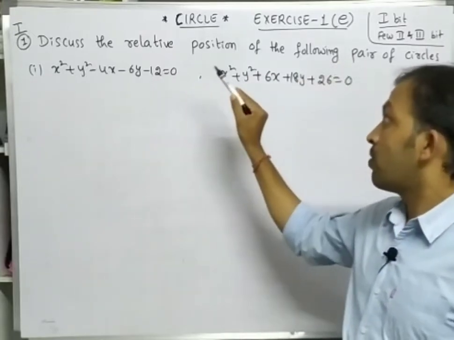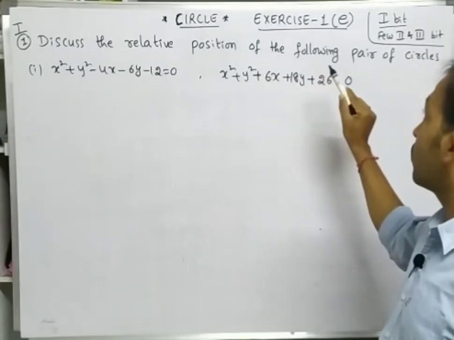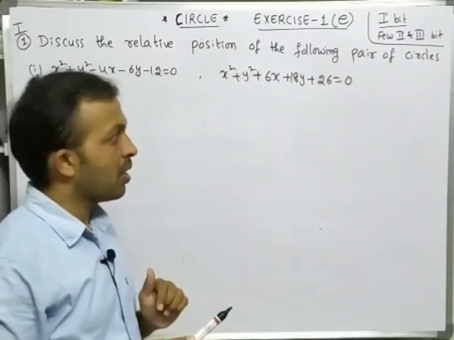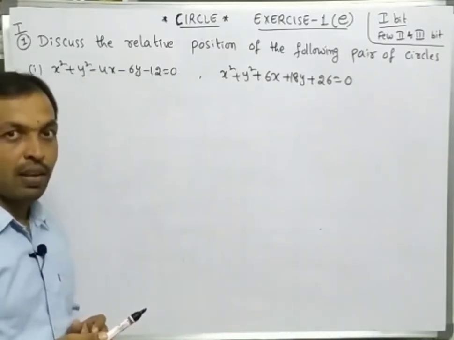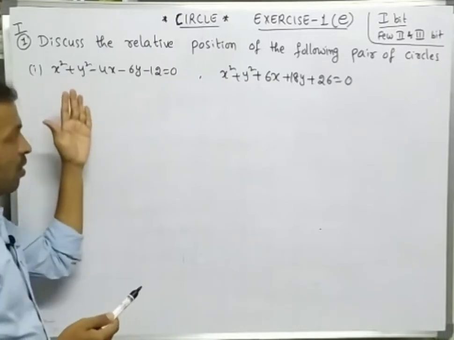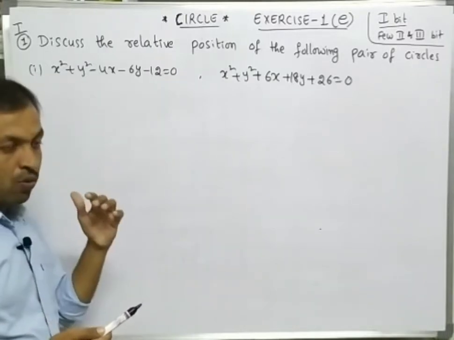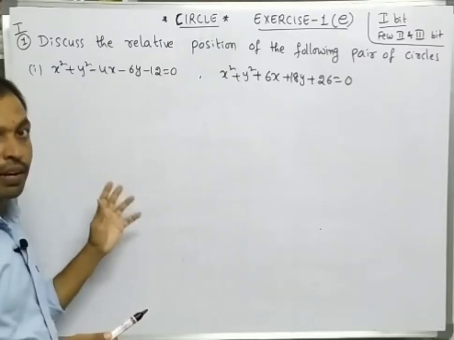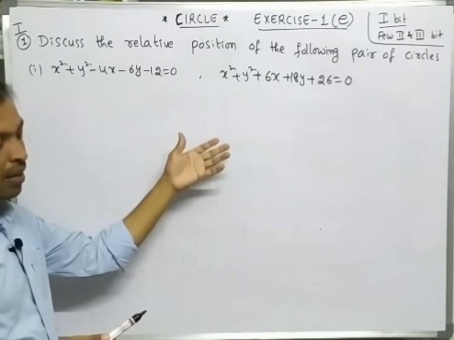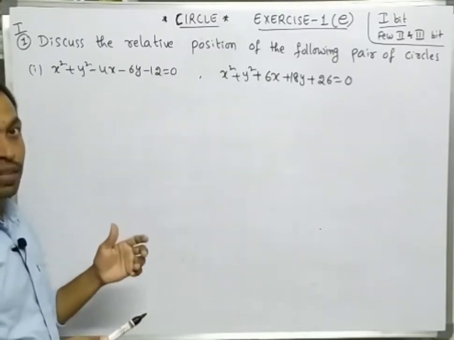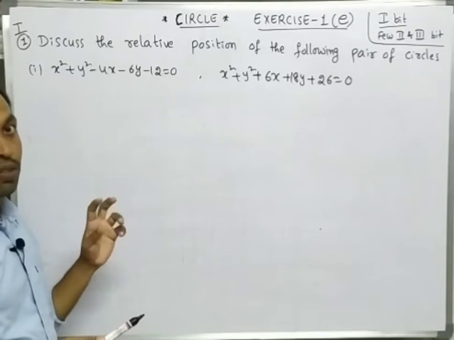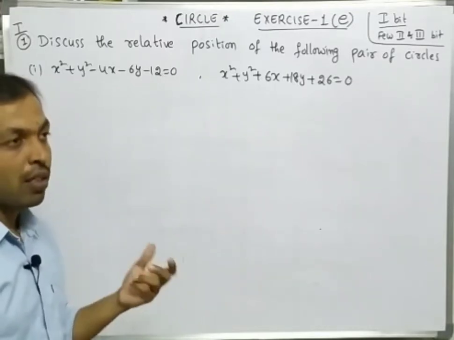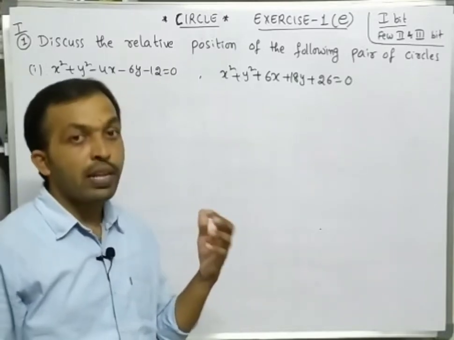So first bit, first problem: discuss the relative position of the following pairs of circles. Two circles are given. In this total exercise, from the first circle find the center and radius, and from the second circle also find the center and radius. Then establish the relation between those two circles, whether they touch each other, whether one is exterior to another. Like that, write the conditions.